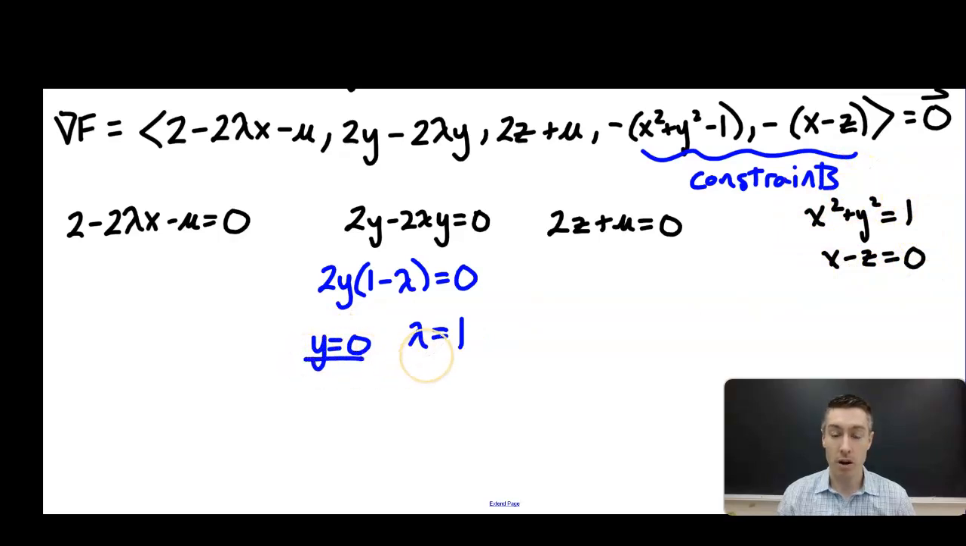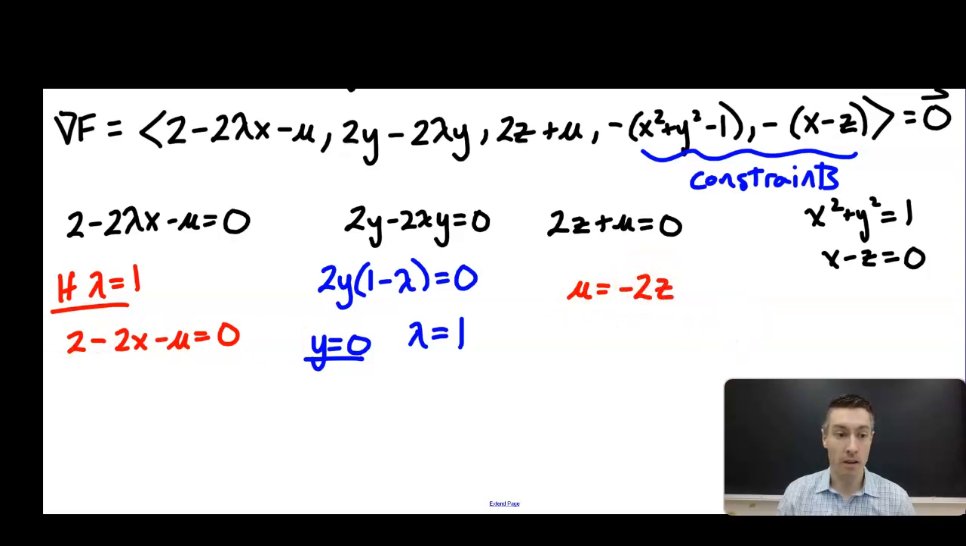So we're going to take y equals 0, we're going to pause on that case, and we'll pick it up on the next slide. And now let's explore lambda equals 1. So if lambda equals 1, we can substitute it in here. So if lambda equals 1, this equation reduces to 2 minus 2x minus mu equals 0. And we can get mu in terms of z. So mu equals negative 2z. So then we can substitute that expression, negative 2z, for mu here.